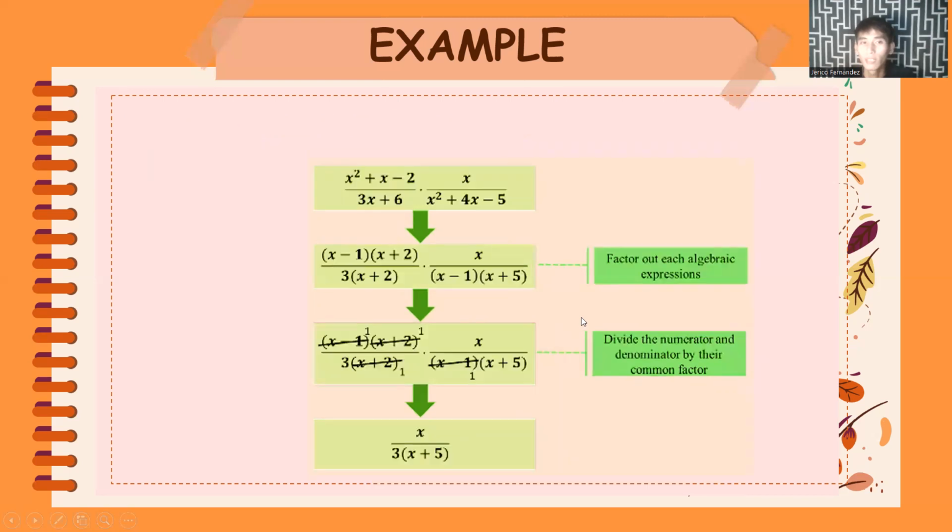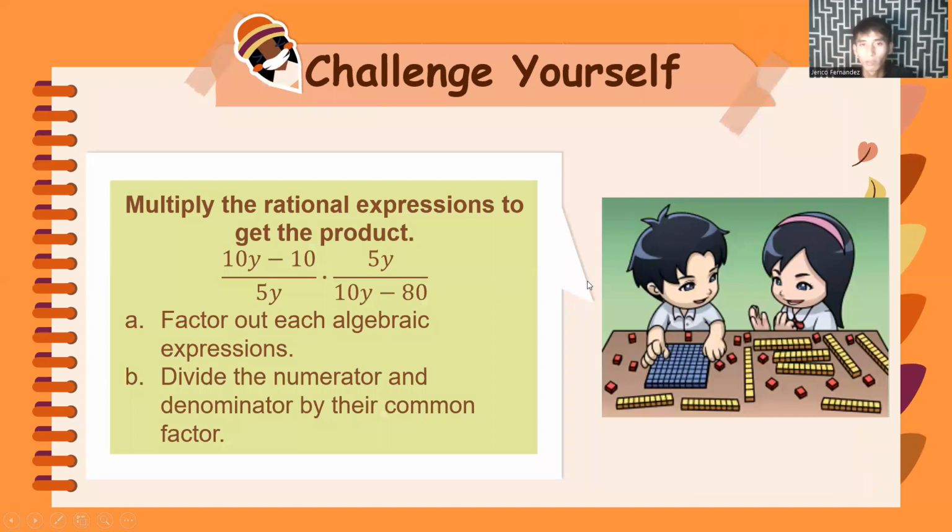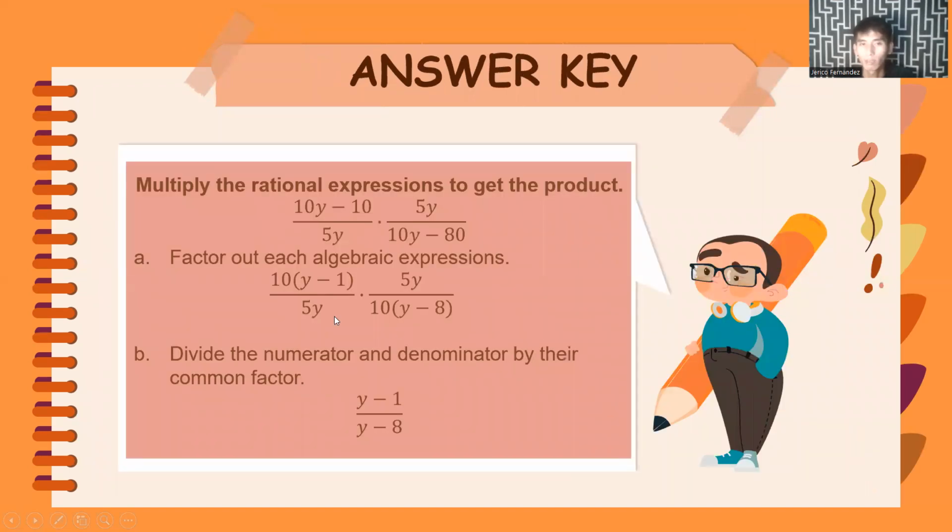Okay, another one. This is the given. Okay, factor out everything, and then cancel out those who are similar. So x minus 1, we have x minus 1 also here. X plus 2, x plus 2. Then multiply every remaining term, numerator by numerator, denominator by denominator. Okay, so it's just like this. It's just the same. Factor out, cancel out, and then multiply the remaining.